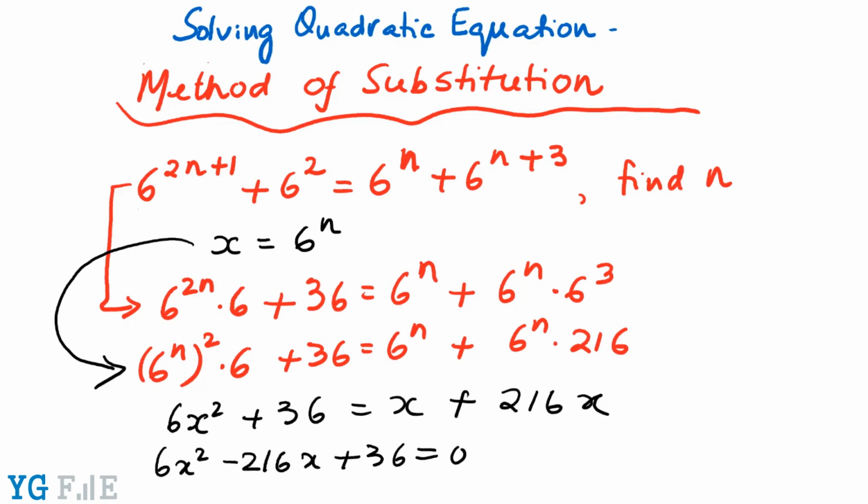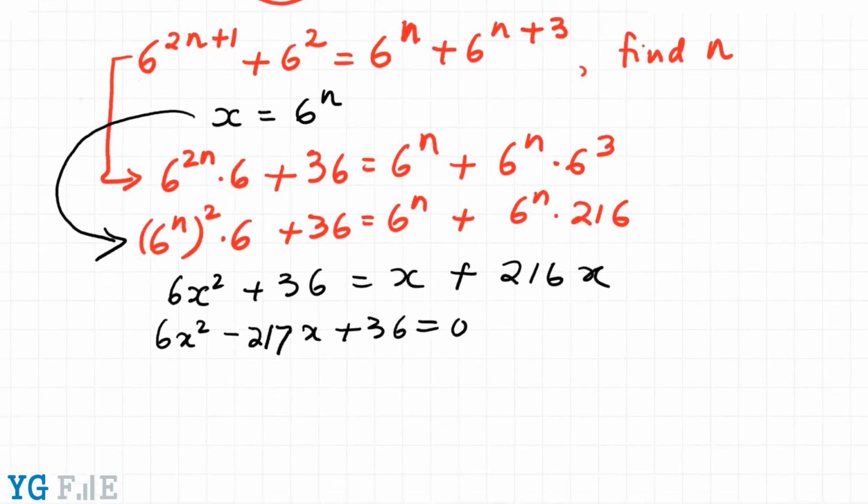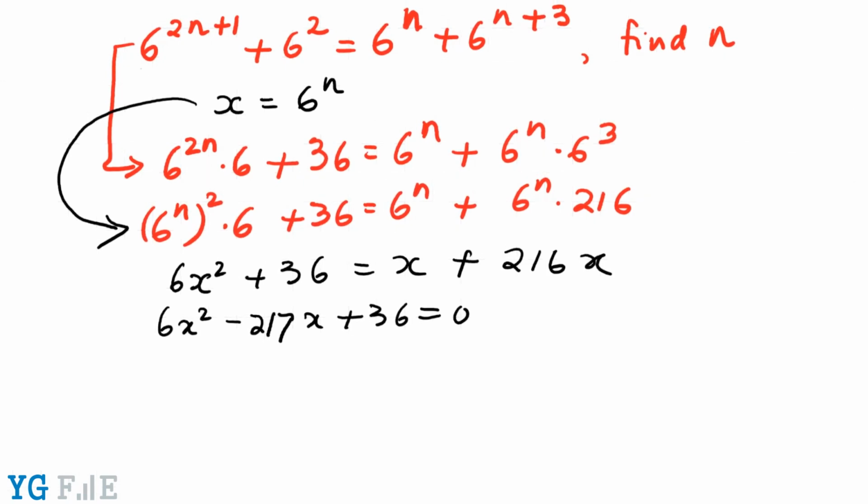Okay, we actually made a mistake here. X plus 216 is 217. So we should write 217 here. So anyways, still it is a quadratic equation in x, and we know how to solve this kind of equations because we have learned previously that we can use the factorization method.